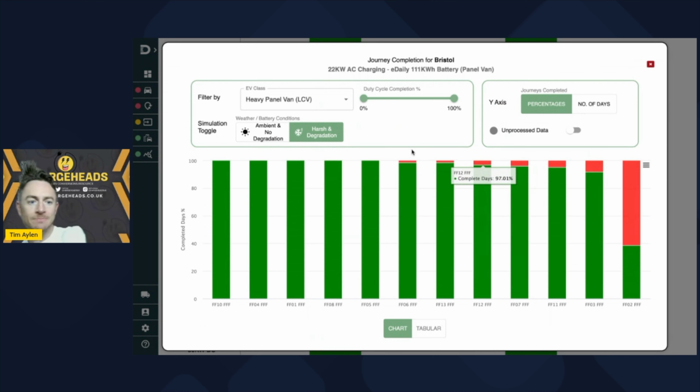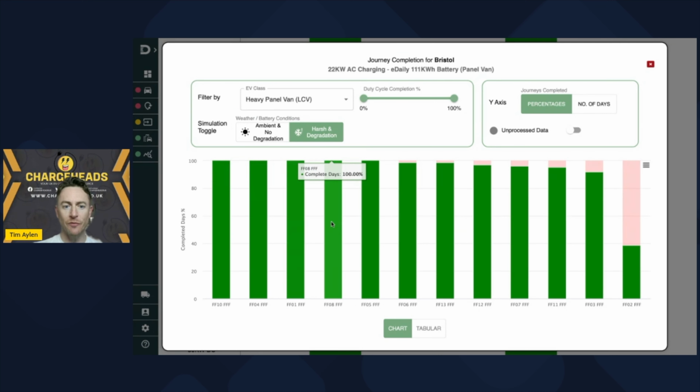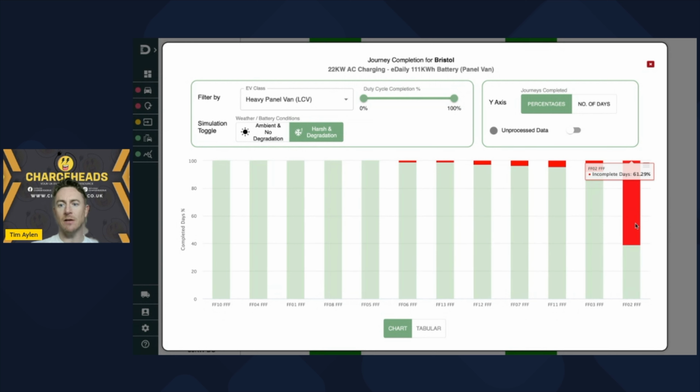So what we've got here is each individual vehicle where we've simulated it, and it shows us the number of completed days as a percentage. So state of charge on the left, completed days on the left, and the vehicle, in this case registration numbers, at the bottom. And as you can see, there's a particular vehicle that stands out like a sore thumb, 61% incomplete days. So let's click on that particular vehicle.